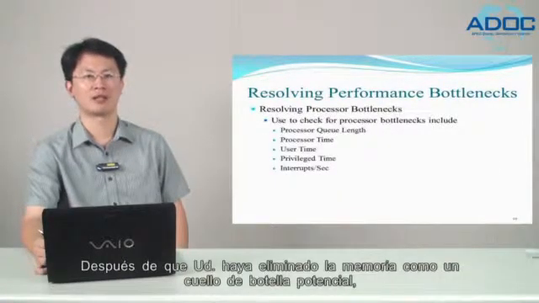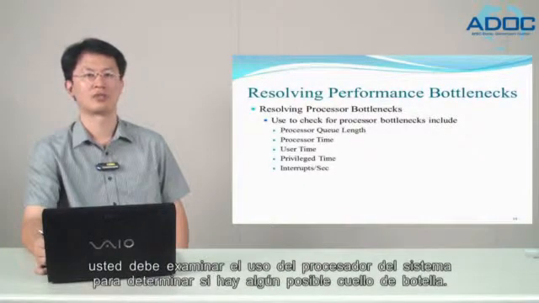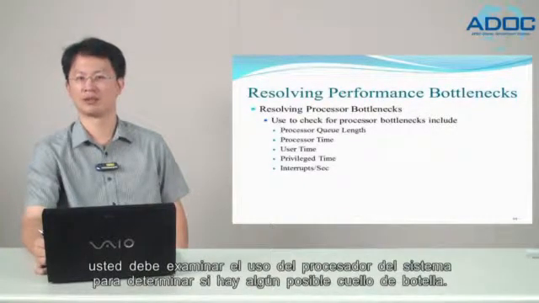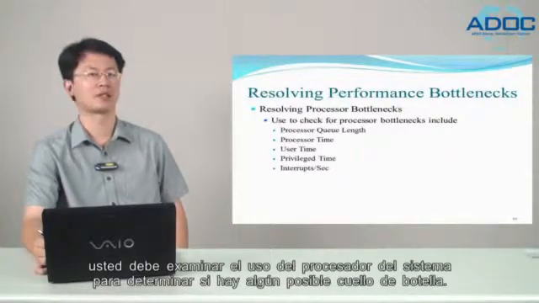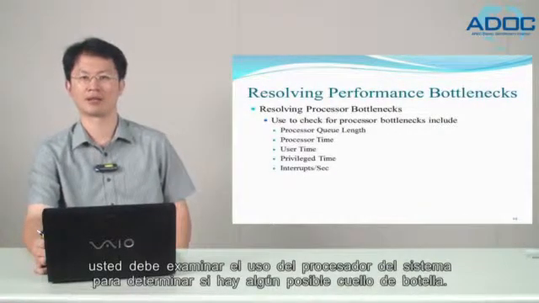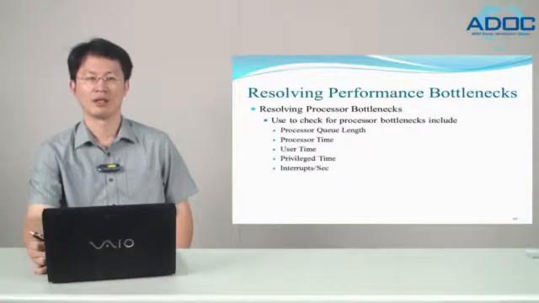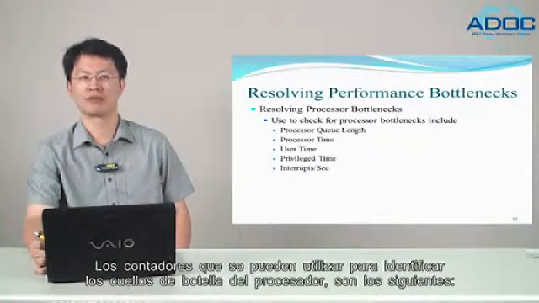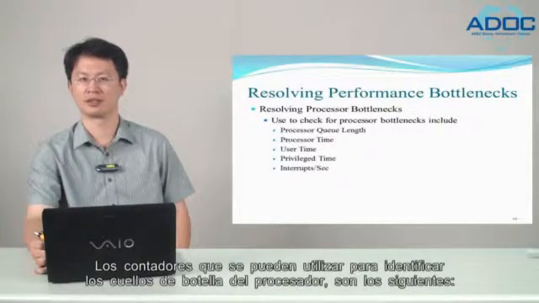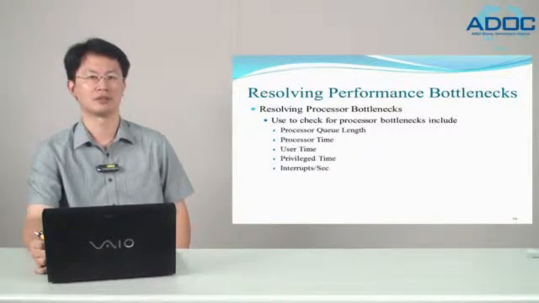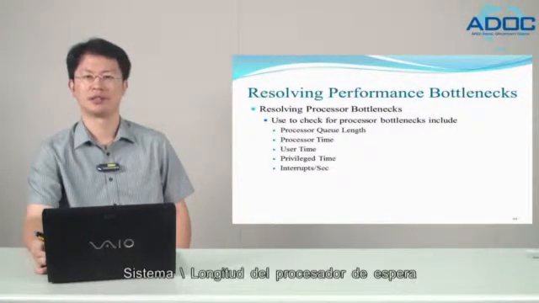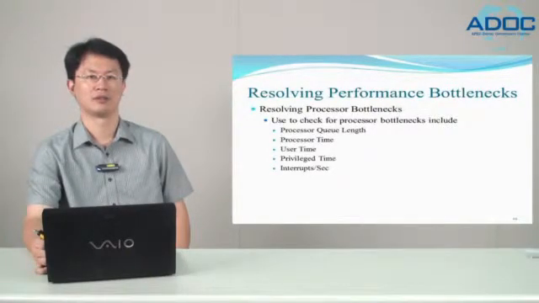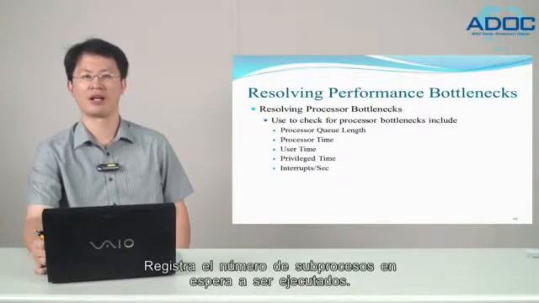After you have eliminated memory as a potential bottleneck, you should examine the system's processor usage to determine whether there are any potential bottlenecks. Counters you can use to check for processor bottlenecks include the following. System Processor Queue Length, which records the number of threads waiting to be executed.